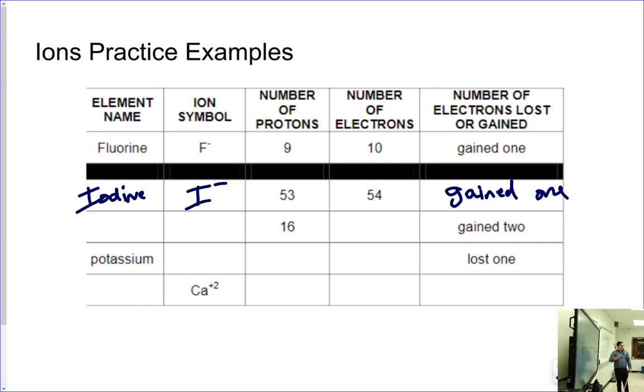Ions are atoms that have gained or lost their electrons. If they've gained electrons, they've gained a bad mood, they become negative. If they lose electrons, they lose a bad mood, they become positive. Follow me there? Yeah. Okay, so you want to do this bottom one? Yeah. What's Ca? Calcium.